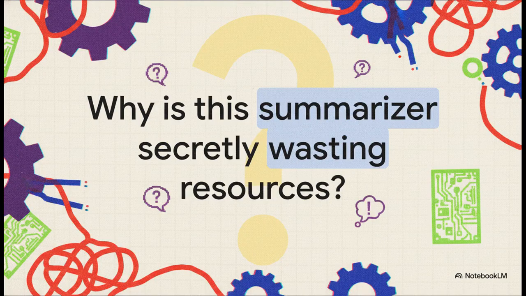But here's the big question I have for you. Why is this simple text summarizer secretly wasting resources? Take a second and really think about it. What could possibly be going wrong in a function that's basically just checking a string and formatting it? Well, the answer doesn't actually lie in what the function is outputting. It's all about exactly how it's evaluating the input behind the scenes.